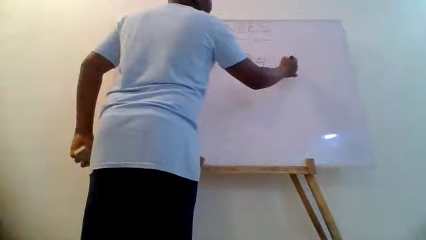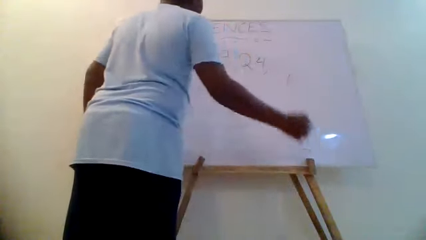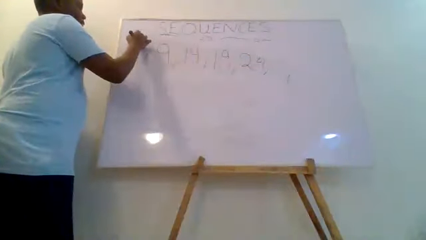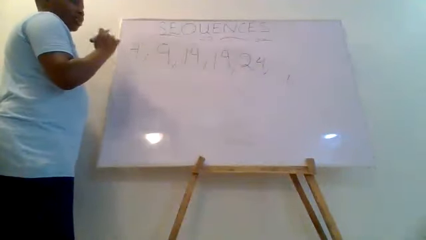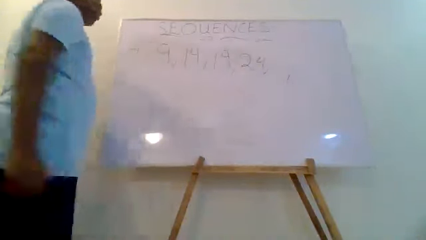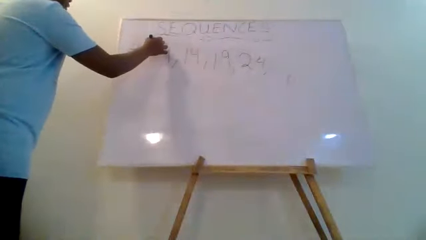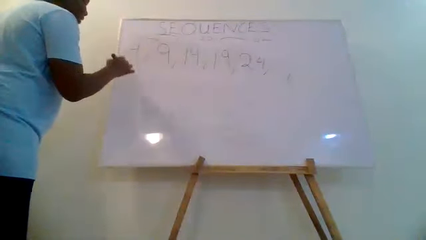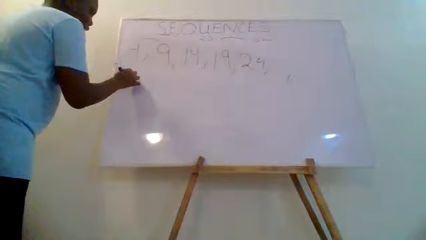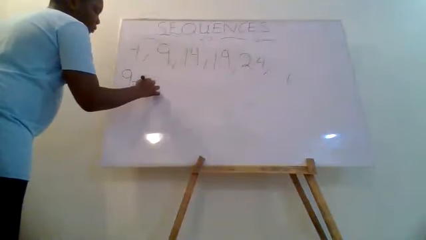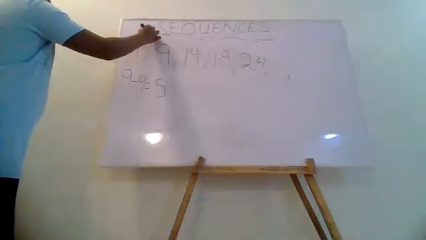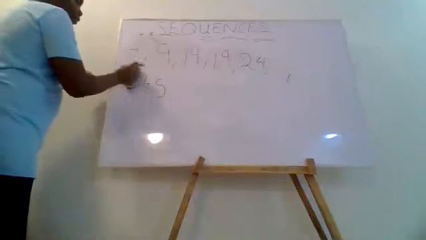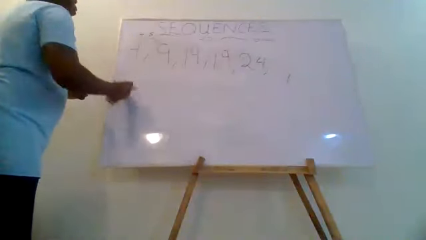So first, to find the position to term rule, we need to find our term to term rule. Very simple. We subtract the first two numbers from each other, which is 9 minus 4. So 9 minus 4 is equal to 5. And that's our term to term rule. Simple.